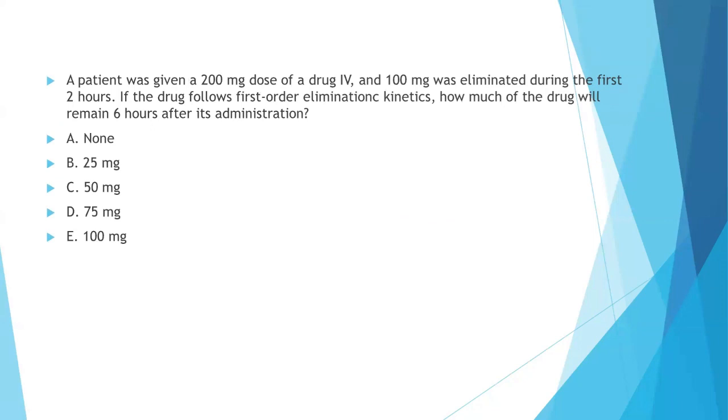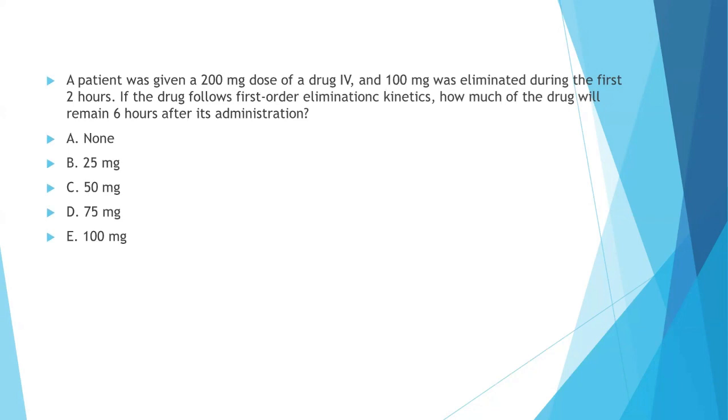Now let's do some questions. A patient was given a 200 mg dose of IV drug and 100 mg was eliminated during the first 2 hours. If the drug follows first order elimination kinetics, how much of the drug will remain 6 hours after its administration? You heard in the question that of 200 mg of drug, only 100 mg has remained in 2 hours. Here the T half of that drug is 2 hours. So after 6 hours, how much of that drug will remain?